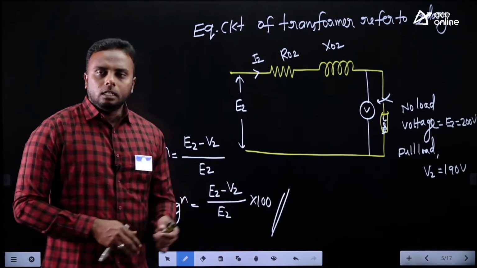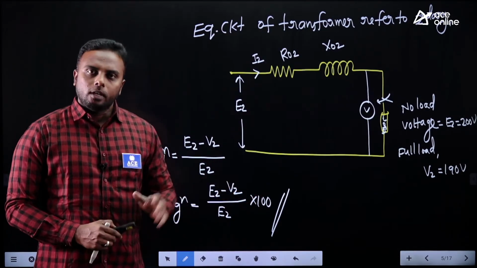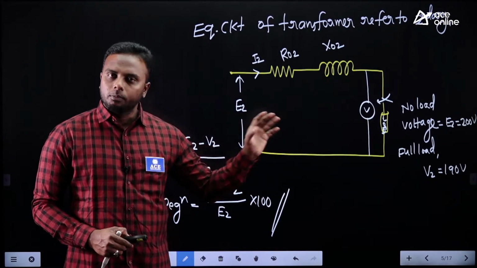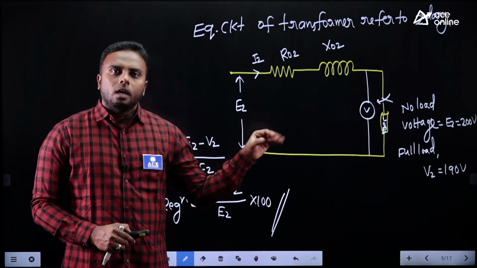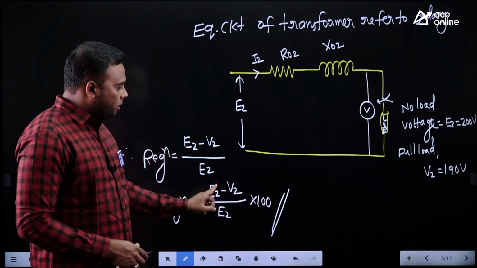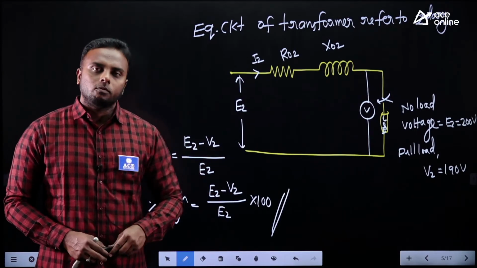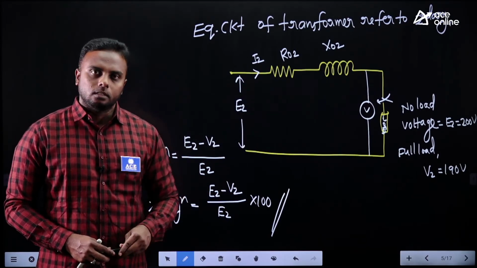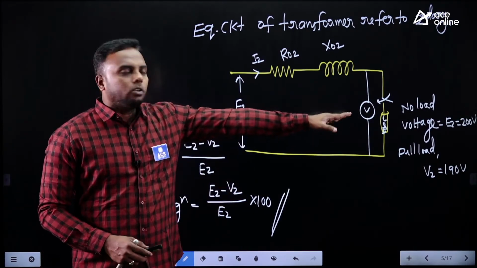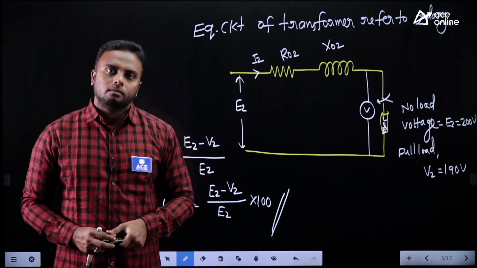Now we have to check this difference. Whenever E2 is greater than V2, we get positive regulation. Right now E2 is 200 and V2 is 190, so it is greater. That's why we get positive regulation. Sometimes we may get zero regulation also, whenever E2 equals V2. If E2 is less than V2, meaning the terminal voltage is higher than E2, then we get negative regulation.